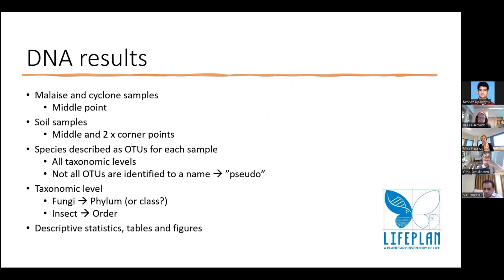So the base here is that we don't want to have too many groups of the taxonomic level, so the results actually don't get too messy, but they are easy to still visualize. And in total, there will be descriptive statistics as text and tables and figures.